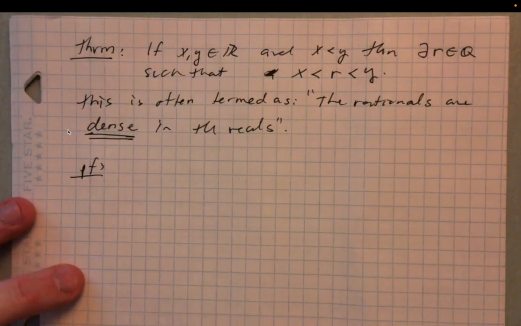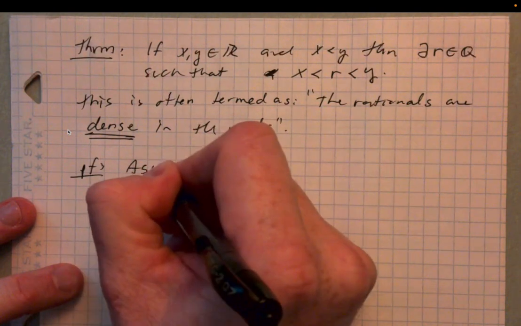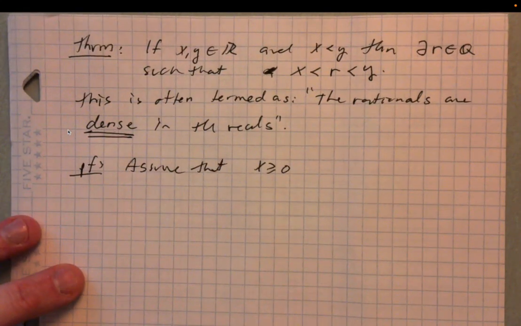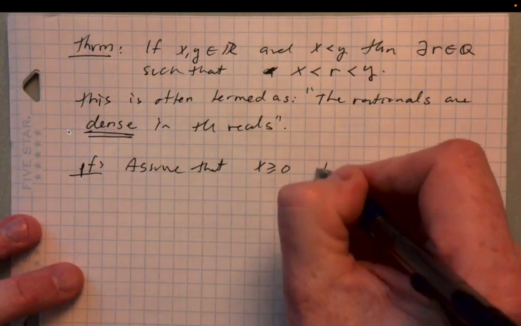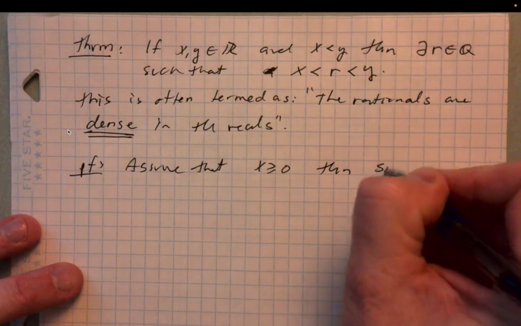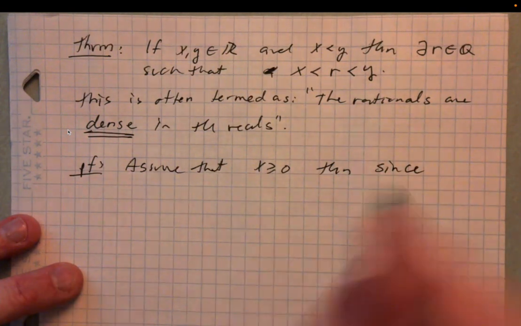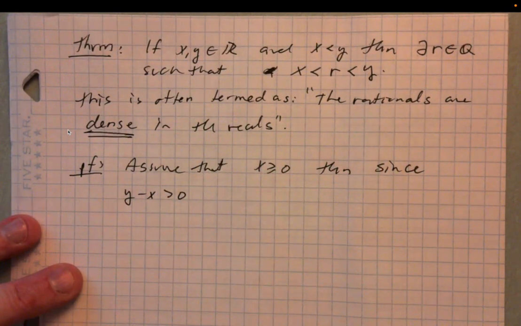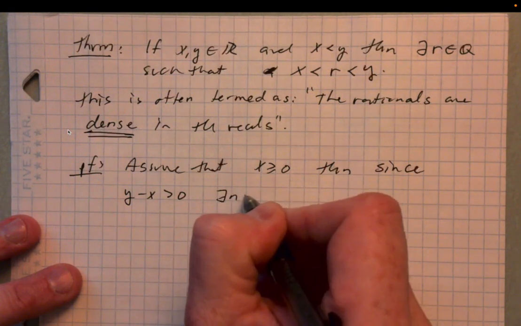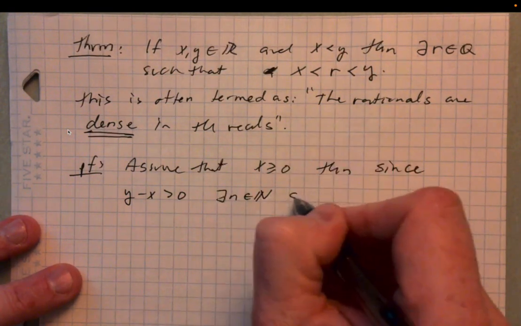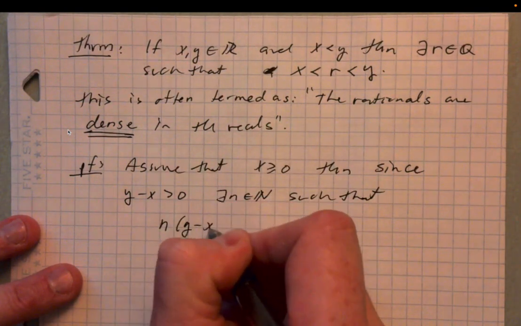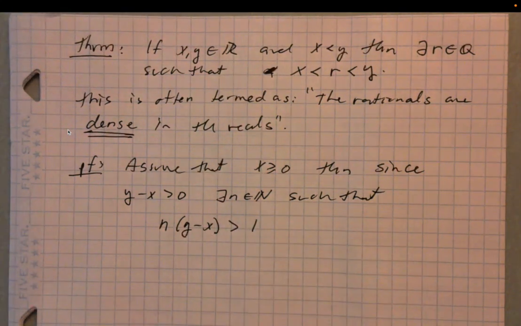All right, so let's assume that x is greater than or equal to 0. Then, since y minus x is greater than 0, there's going to exist a natural number n such that n times (y minus x) is greater than 1. Okay, so this is just the Archimedean property.